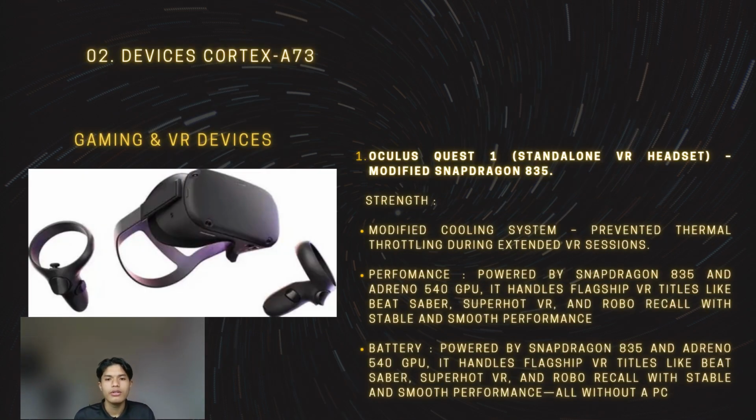The last image shows the Oculus Quest 1, a popular standalone VR headset that runs without need for a PC, wires, and external sensors. It is powered by a modified version of the Snapdragon 835 processor, which uses the ARM Cortex-A73 architecture. This mobile processor, combined with the Adreno 540 GPU, provides enough performance to run high-quality VR games and apps. One of the key features of the Oculus Quest 1 is its upgraded cooling system. This helps prevent the device from heating even during long intense gaming sessions, ensuring stable and smooth performance. Despite being powered by a mobile chip, the headset is capable of running popular VR titles like Beat Saber, Superhot VR, and Robo Recall, delivering an immersive gaming experience.